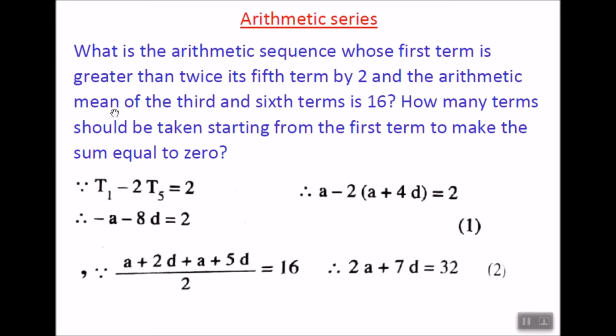The second condition: the arithmetic mean of T3 and T6 is 16. T3 is a plus 2d and T6 is a plus 5d. The arithmetic mean of the two terms is the sum of the two terms divided by 2. So a plus 2d plus a plus 5d, over 2, equals 16. 2 times 16 is 32 and simplify the numerator. So 2a plus 7d equals 32 and this is the second equation.